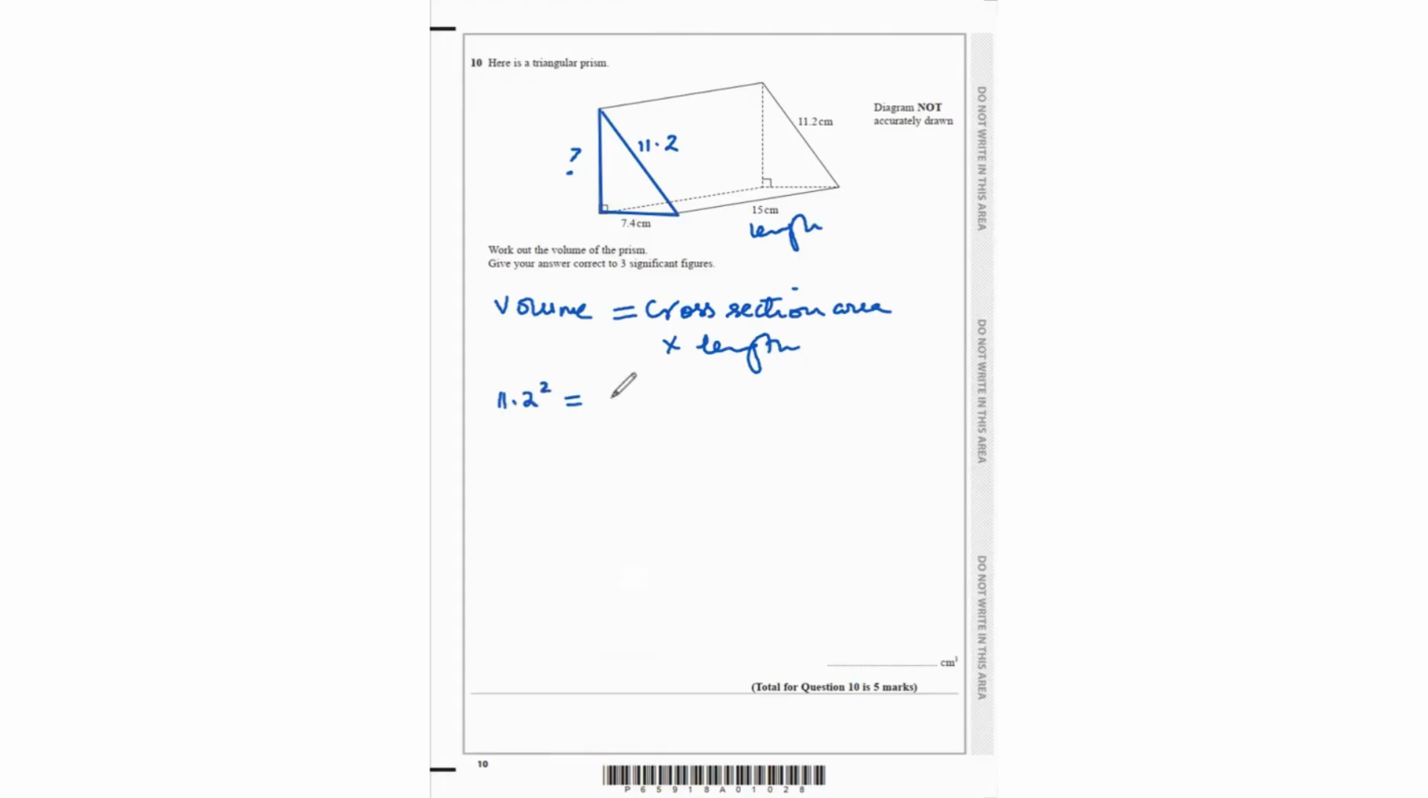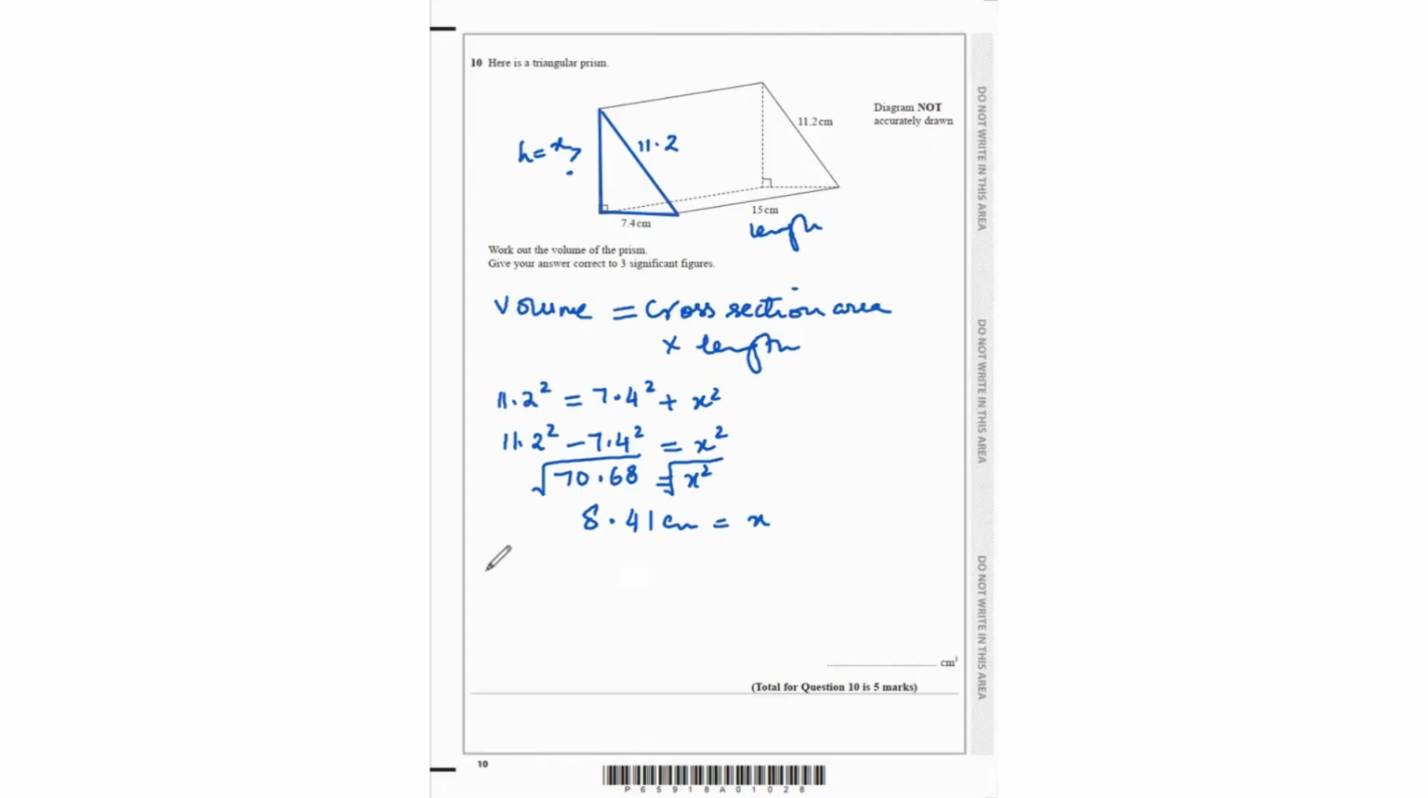11.2 squared equals 7.4 squared plus x squared. X is your height over here. So 11.2 squared minus 7.4 squared equals x squared. That gives us 70.68. Now we square root both sides, and that's going to be 8.41 centimeters.